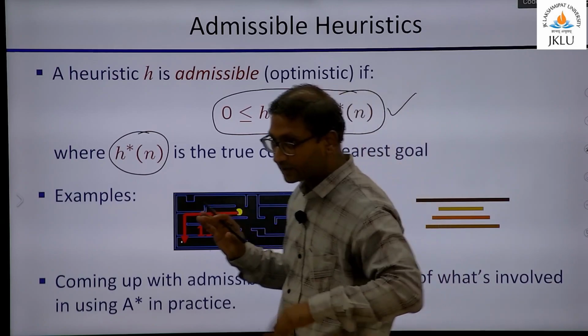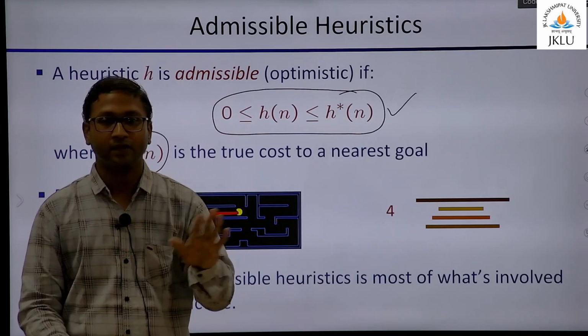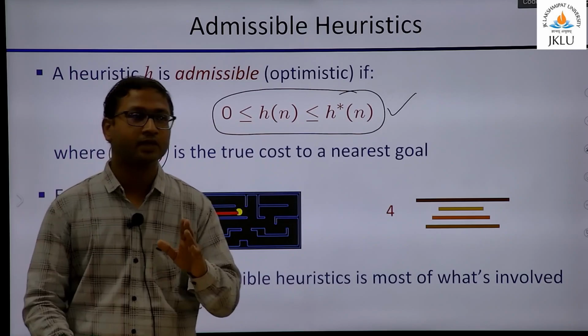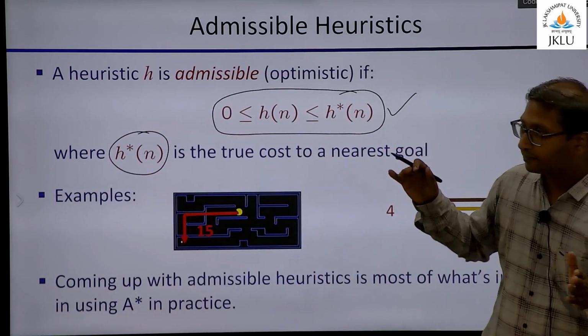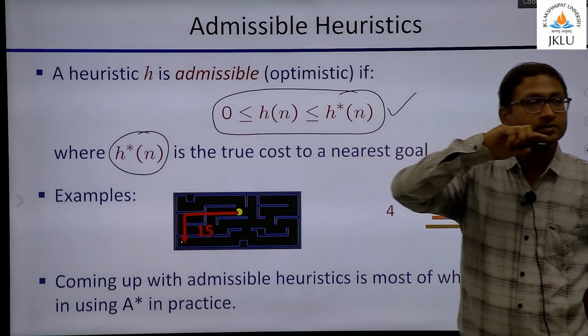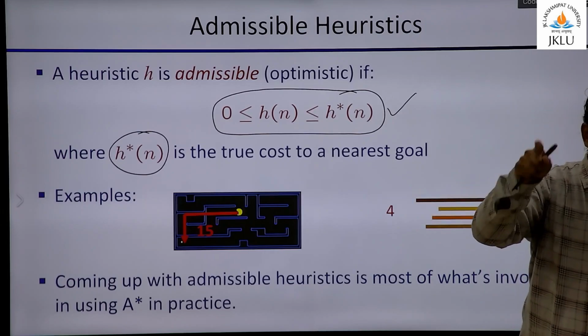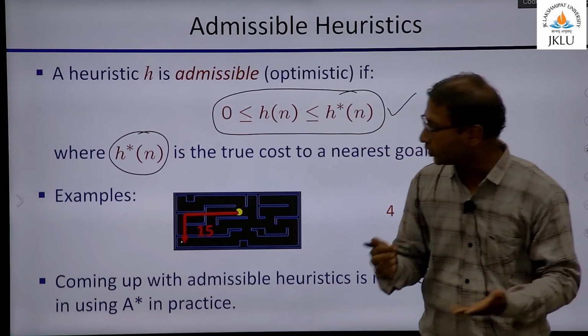Any questions here? Whatever lecture we have done so far, is anything not understood? This slide or the earlier one? So what was explained just now? Anything other than this one? Okay. What is H star? Optimal cost to reach the nearest goal. But this is not known.